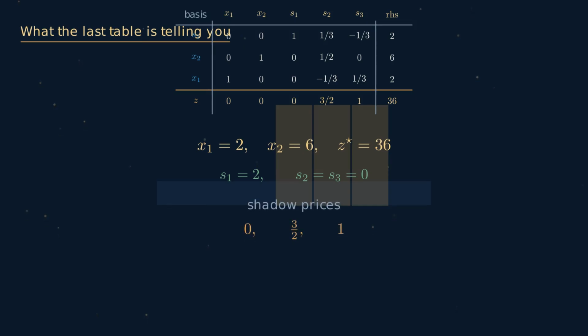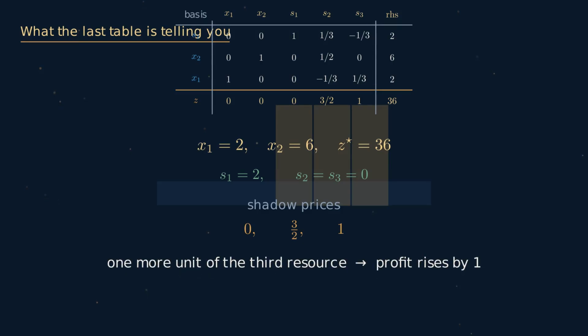And then there is a bonus you didn't pay for. The bottom row entries under the slack columns are the shadow prices of the constraints: 0, 3 halves, and 1. Read that as a price tag. 1 extra unit of the third resource would buy you 1 more rupee of profit. The first resource is worth nothing extra because you aren't even using all of what you have.